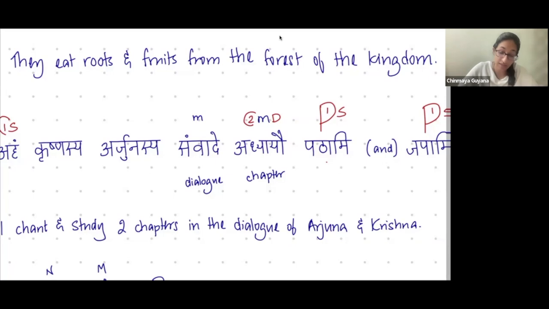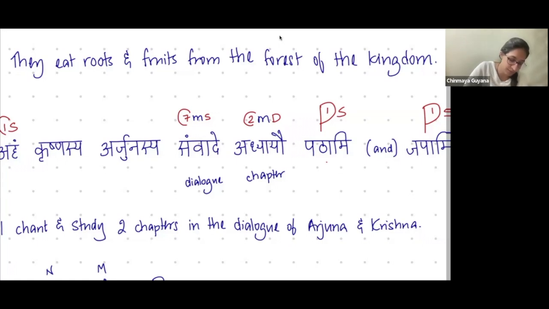You go backwards. Samvade. Samvade is a masculine word, so you check the Rama table. E is 7th case, masculine, singular. Samvade means in the dialogue. If you do not do this process, then what you will say is, I chant and study the dialogue. But if you say the dialogue, well, the dialogue has become the object. Dialogue is not the object. You have to make sure you translate it correctly. 7th means in the dialogue. I chant and study 2 chapters in the dialogue.